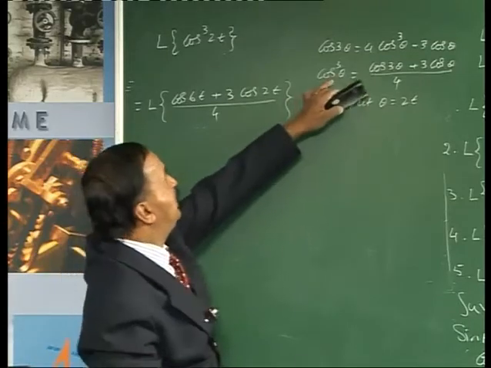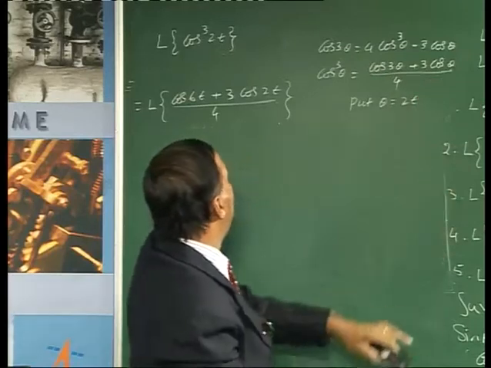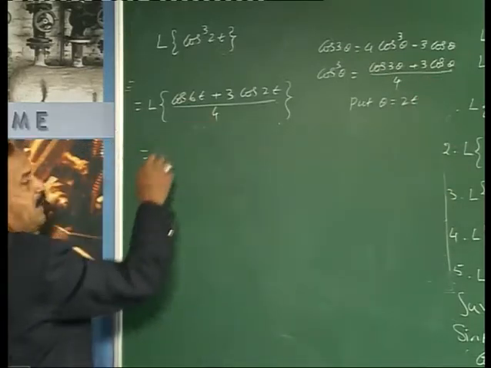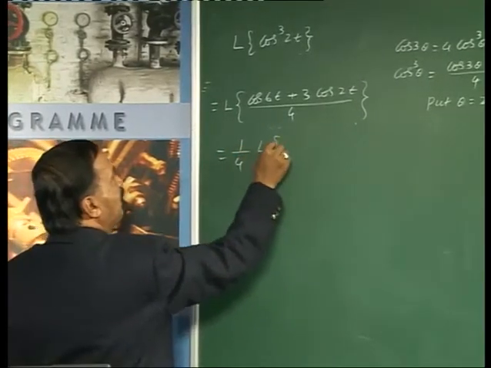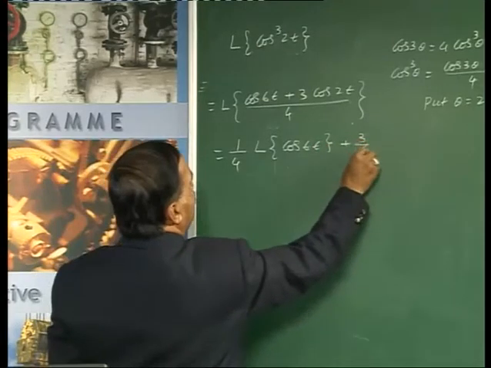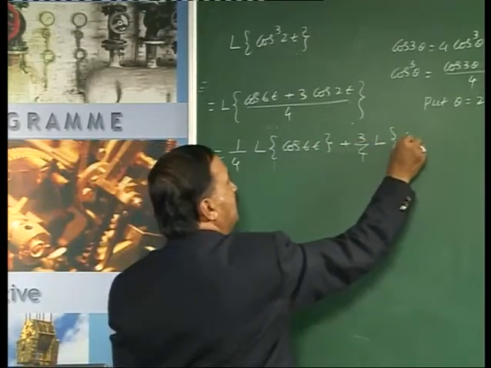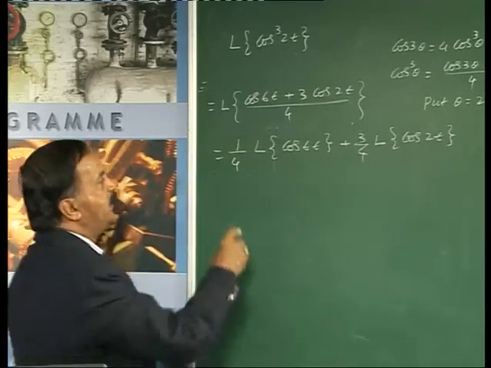So, just put theta is equal to 2t, then this becomes cos 60 plus 3 into cos 2t by 4. So, 1 by 4 is constant here. You can take outside 1 by 4 into L of cos 60 plus 3 by 4 into L of cos 2t. Just use the formula, you will get the answer here.